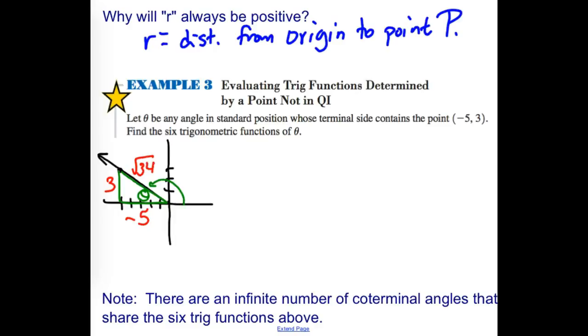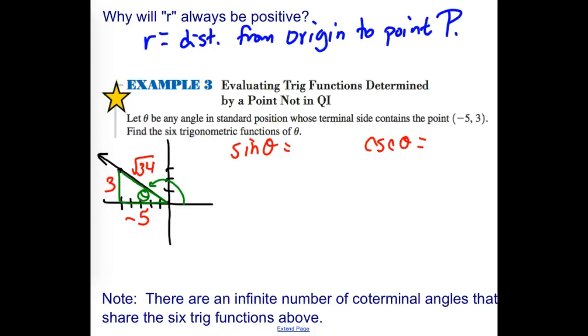Okay. So how will our answers change compared to what we had in example 2? Which ones? Some functions will be negative. Which ones? Any that use an x. Which trig functions use an x? Cosine and tangent, secant, cotangent, right? We have to adjust those. Okay, so let's just go through them quick. Sine of theta, cosecant of theta.